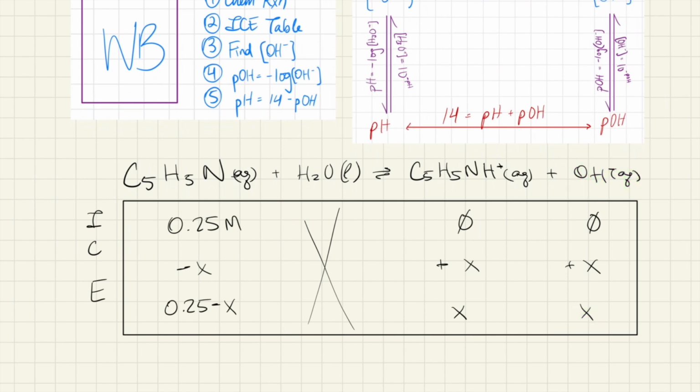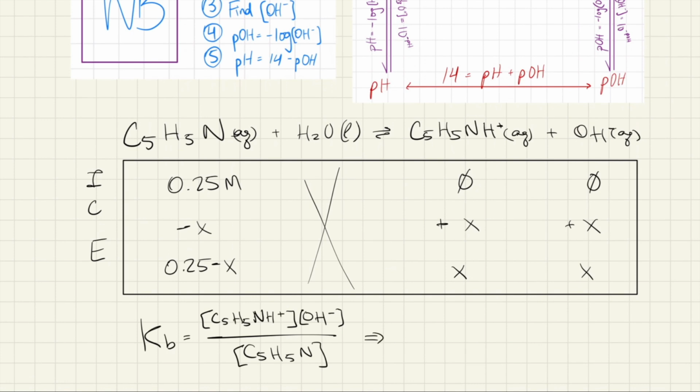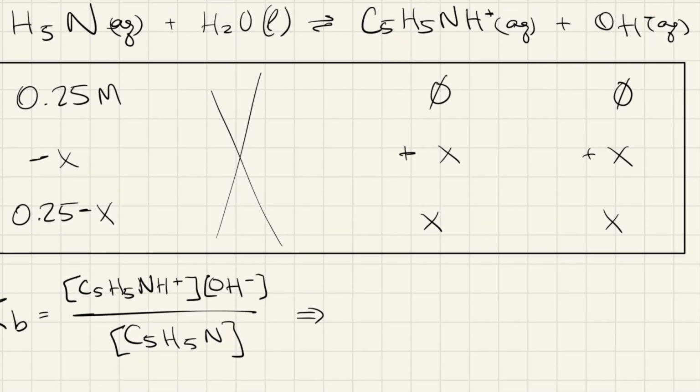At the end of every ice table, we can set up our Kb expression. Kb is equal to, in this case, C5H5NH+ times hydroxide over the original pyridine. And in this problem, we'll scoot back up to the top. We're told that this Kb is equal to 1.7 times 10 to the negative ninth, and it's equal to x squared over 0.25 minus x.